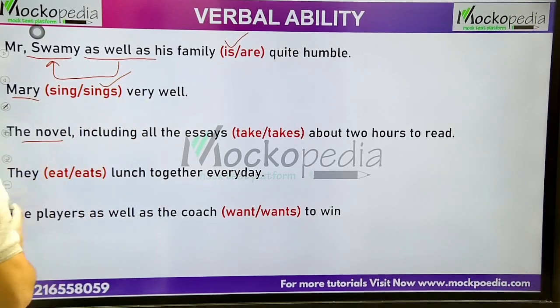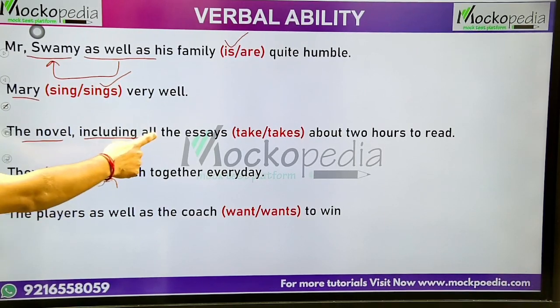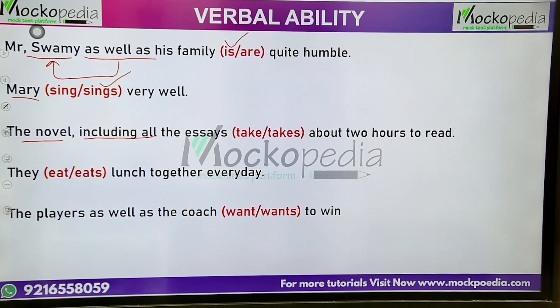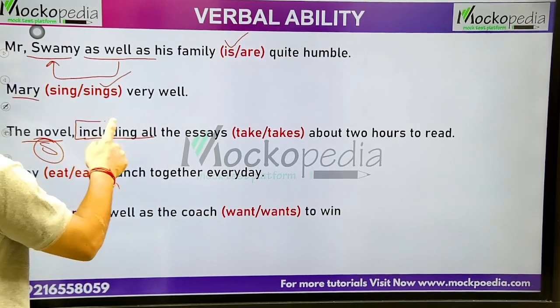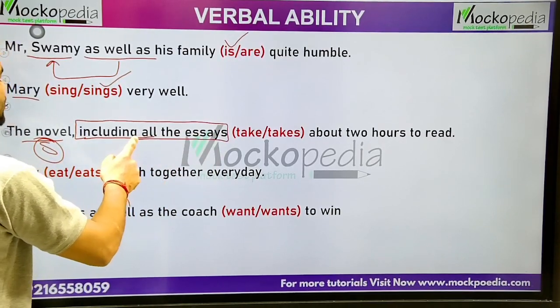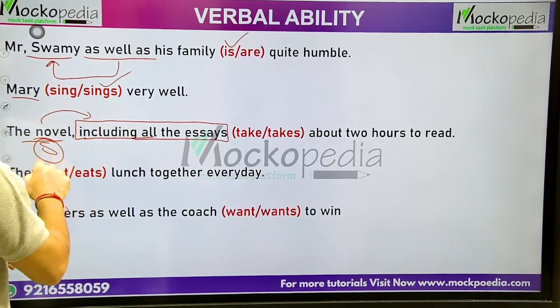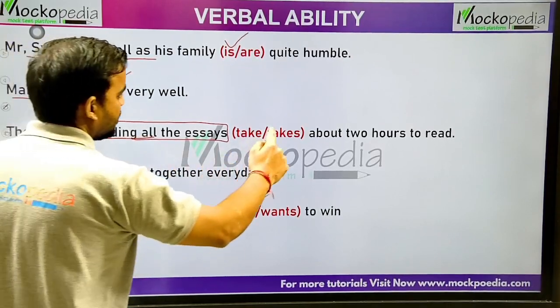The novel including all the essays take or takes about 2 hours to read. Here you have to ignore this interrupter, but we can also read this sentence in a different way. We can simply read it like the novel takes about 2 hours to read. Novel is singular, that is why takes about 2 hours to read. Including all the essays, because a novel itself has got the essays, right? So we have to ignore this interrupter, which is giving us extra information about the novel. Here we are talking about the novel. That is why singular, and it takes a singular verb.